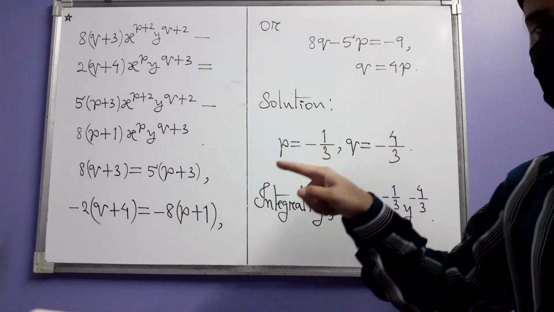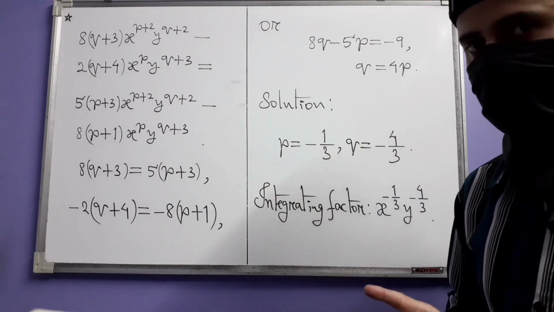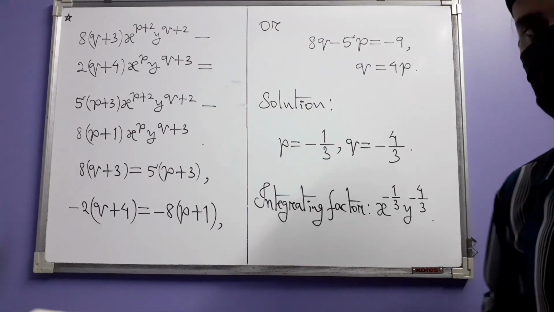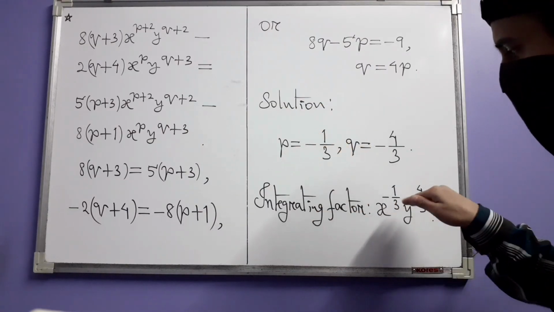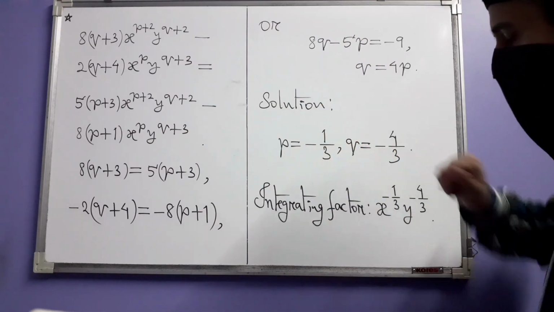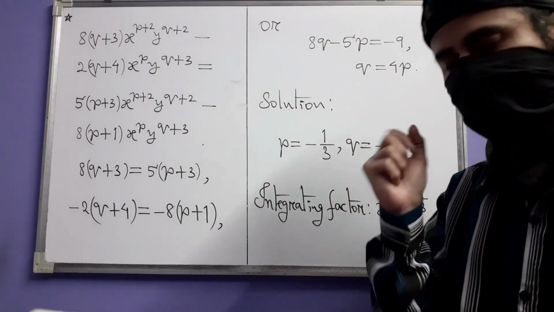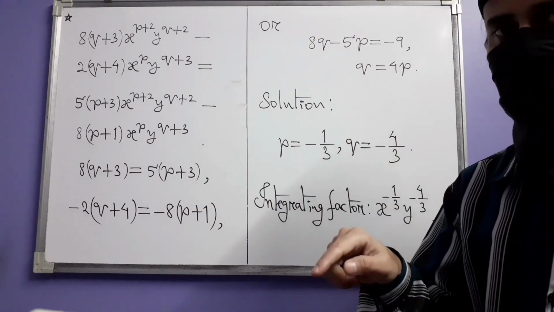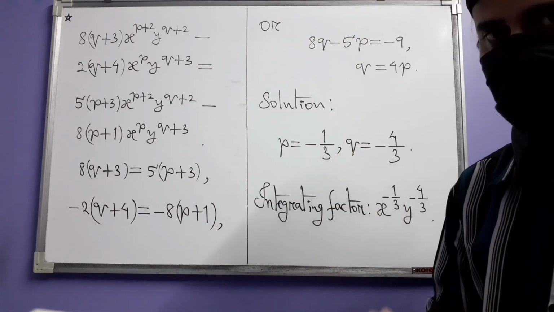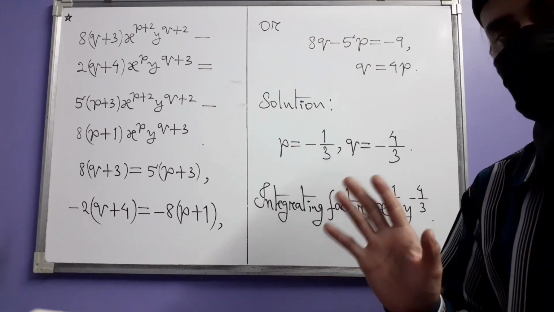And now you go back and multiply the original equation by this, or you can just simply substitute these values in that already multiplied modified equation. That equation will be exact. You solve it, find a one parameter family of solutions, and that's it. That part I am leaving to you.